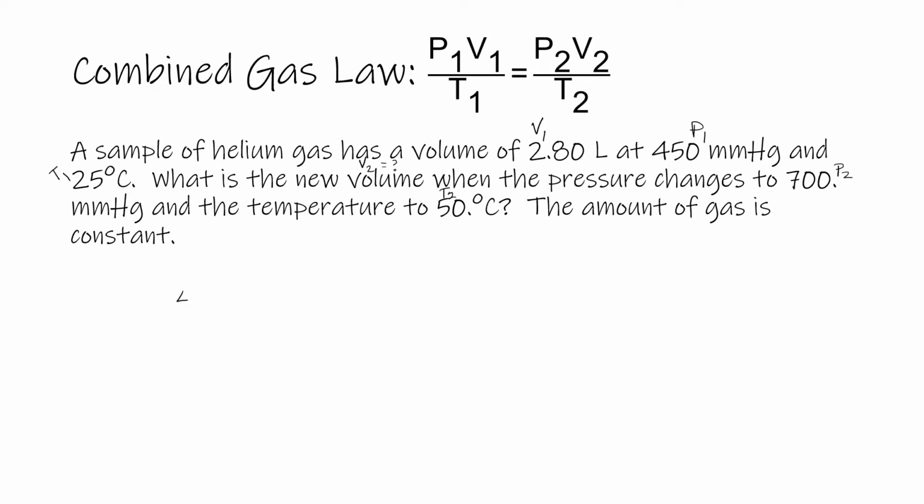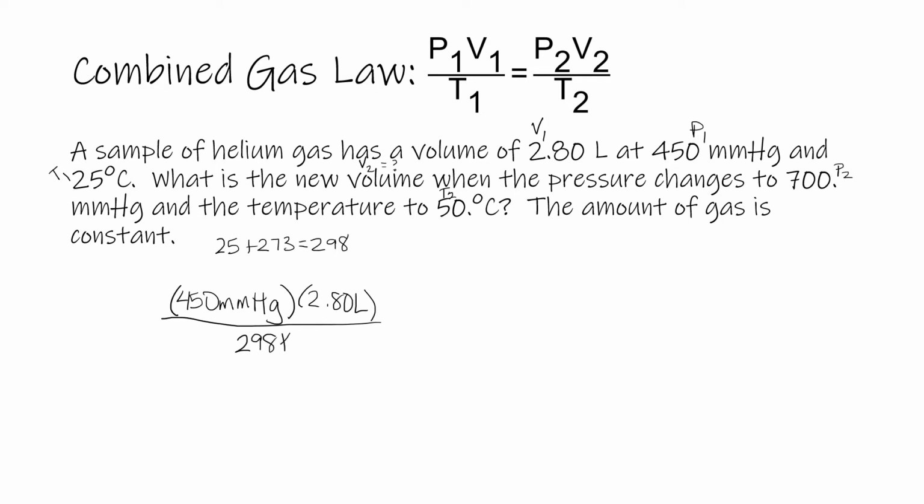We have 450 millimeters of mercury, that's our pressure 1. Our volume 1 is 2.80 liters. And all of that is going to be over our temperature 1, which is 25 degrees Celsius. Add 273 to that to convert to Kelvin, and we get 298 Kelvin. We're going to set that equal to pressure 2, which is 700 millimeters of mercury.